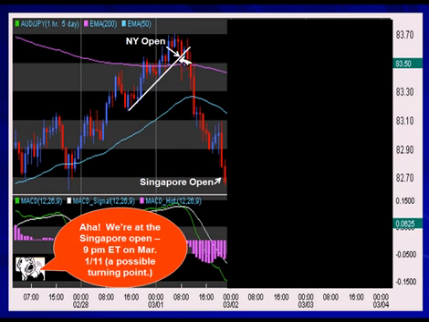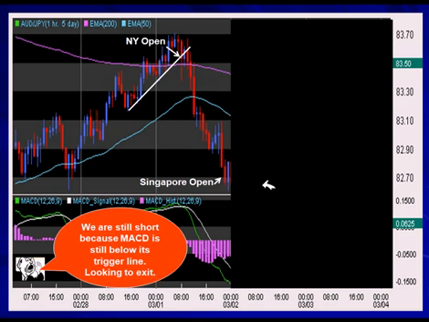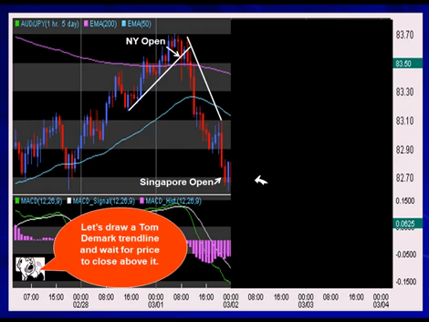So you could collapse this short that we took up here, right here. Nothing wrong with that. But what I'm going to do is wait for MACD to tell me what to do. And so MACD is still below its trigger line. We're still holding the short. Price moves sideways. That's okay.